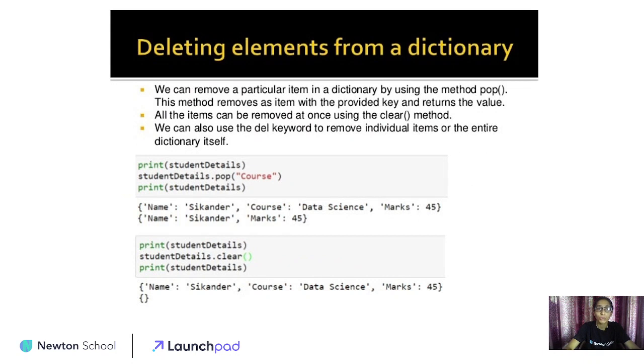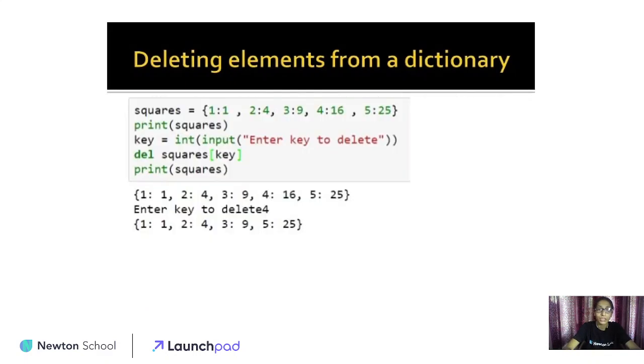Now comes how we delete an element. By deleting an element from the dictionary, we generally remove a particular item using the pop method, which is a dictionary method. Then there are the get method and others. These are all dictionary methods. The elements can also be removed at once using the clear method.